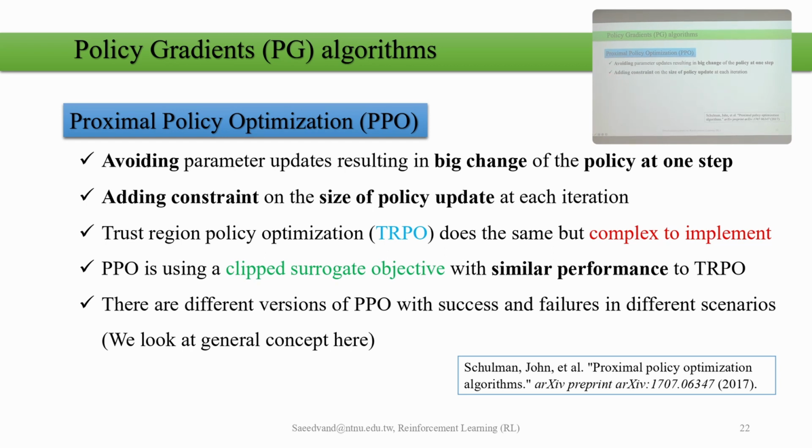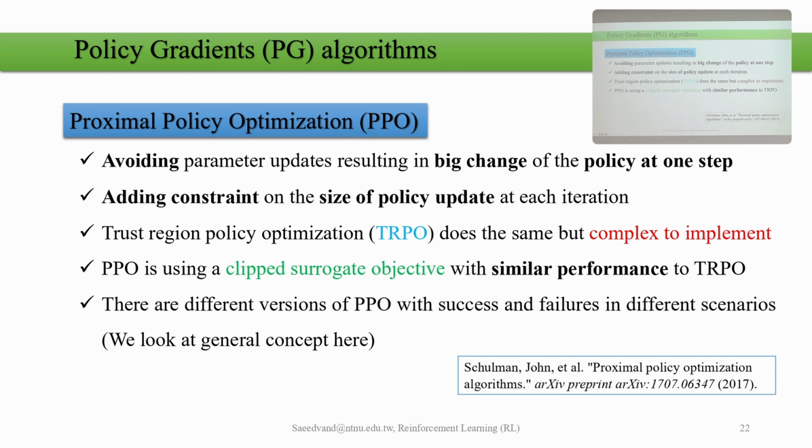So we want to add constraints to the size of the policy update at each iteration. If you look at TRPO, trust region policy optimization, that's also doing the same thing. The motivation is the same, limiting the update of the theta parameters of the networks. But TRPO is very complex to implement and very complex to understand. The procedure is brutal. PPO just simplifies it and gives a very short understanding of what's happening and of the implementation.